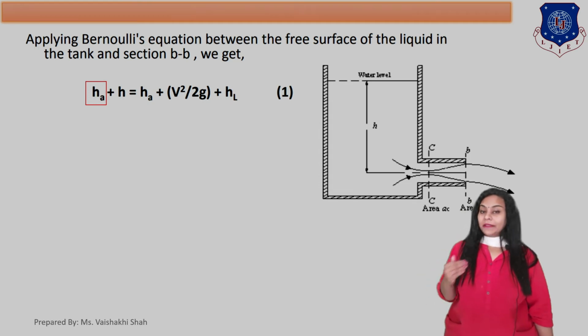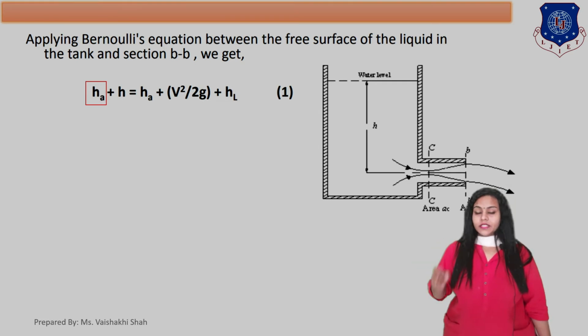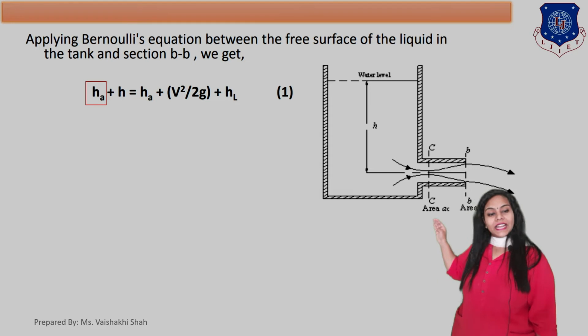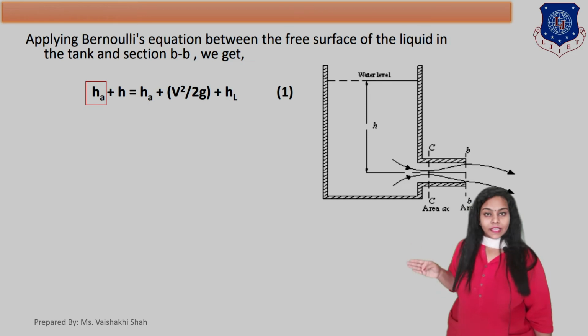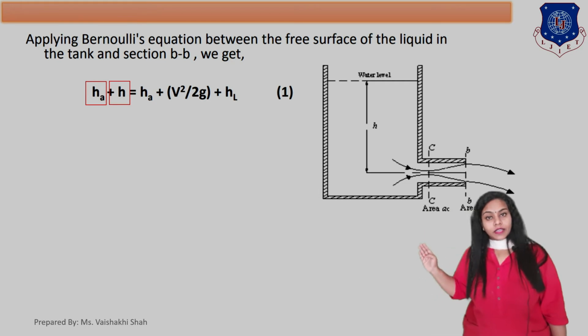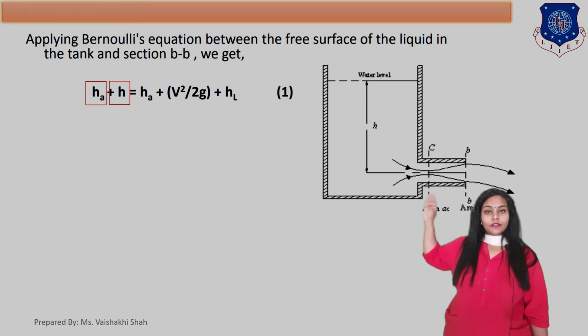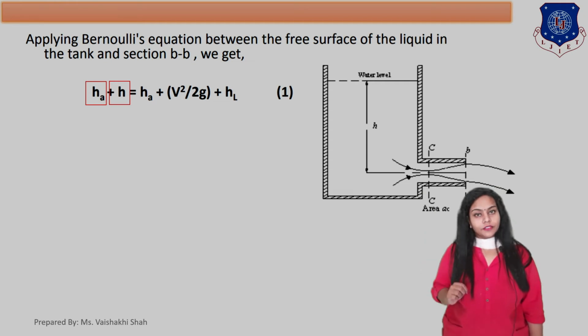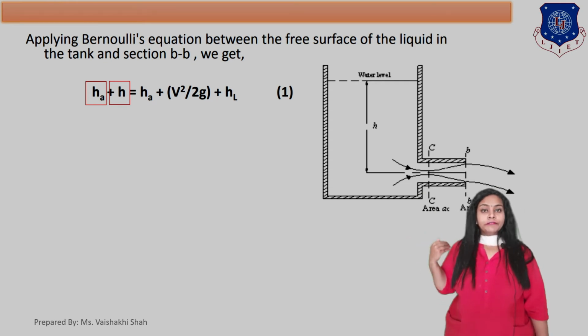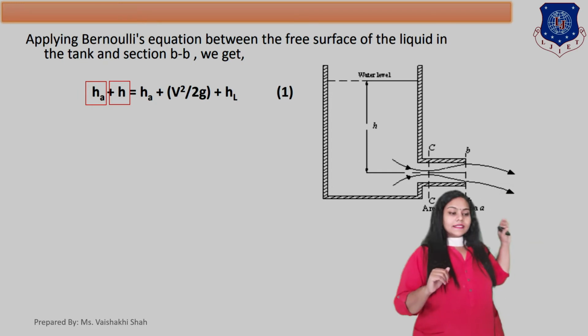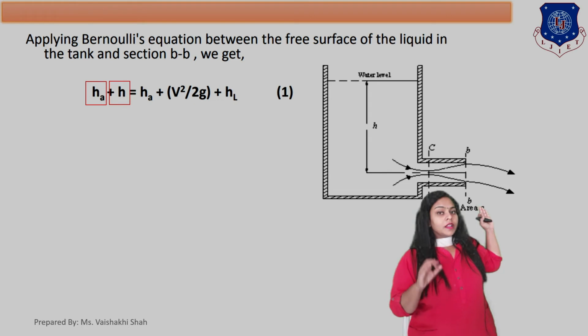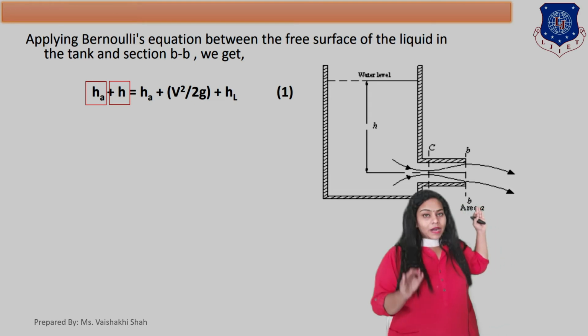Now, the third term in Bernoulli's equation on the free surface is Z1. The height from the center of the orifice to the free surface is small h, so Z1 equals h. So on the left hand side, at the free surface of the liquid, the Bernoulli's equation gives HA plus h. Clear?